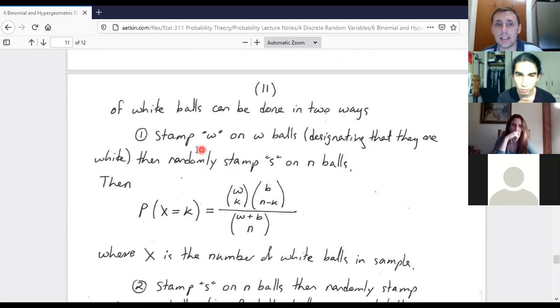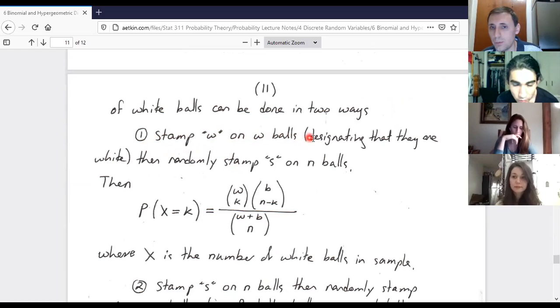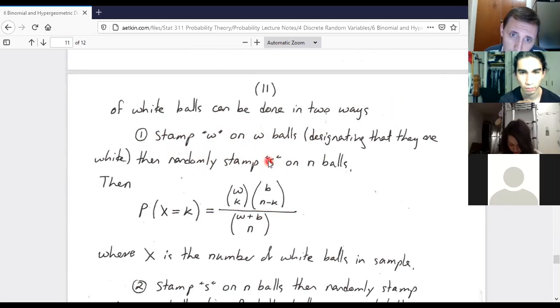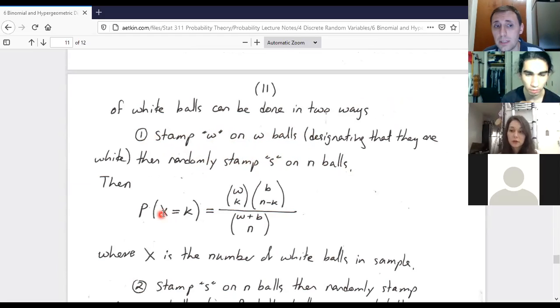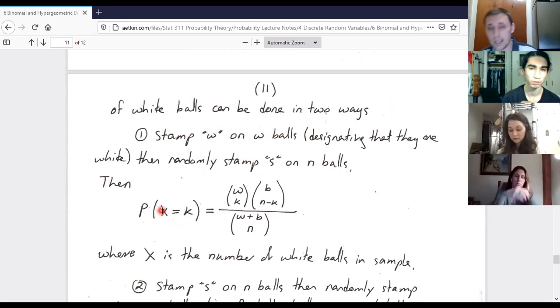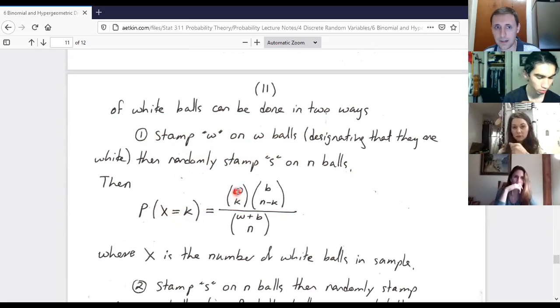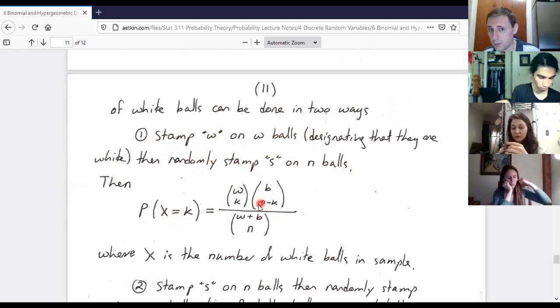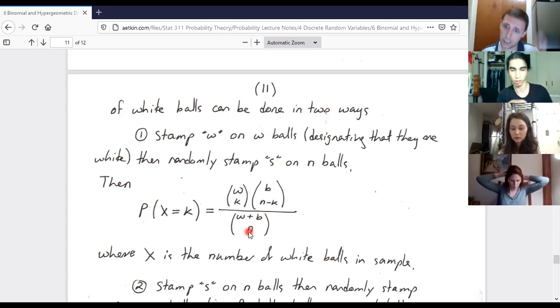So let's say that we will stamp W on W balls, designating them as white, and then randomly sample. Stamp S on n balls, right? That means S is having sampled. So then the probability that X equal to k is that I have non-random white balls, out of them I choose k, and non-random black balls, out of them I choose n minus k, and then I have w plus b choose n. You follow me, guys? It's a pretty clever idea.